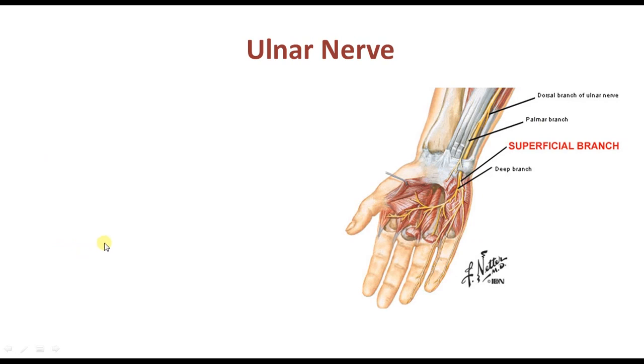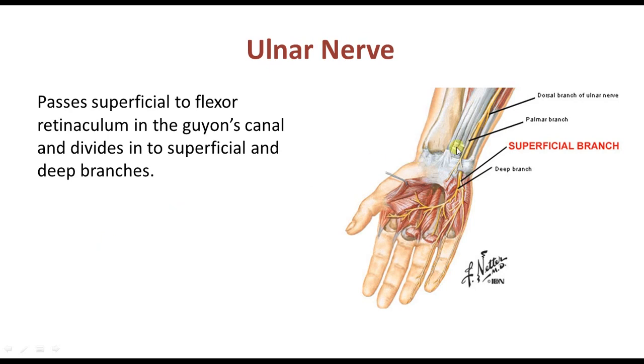If you look at the ulnar nerve, it passes superficial to the flexor retinaculum, but deep to the palmar transverse carpal ligament, in Guyon's canal. I told you about the palmar transverse carpal ligament; it forms a covering over the ulnar nerve. So it is a canal formed by the flexor retinaculum below and the palmar transverse carpal ligament above. Then it immediately divides into a superficial branch and a deep branch. So after passing above the flexor retinaculum, it immediately divides into a superficial branch and a deep branch.